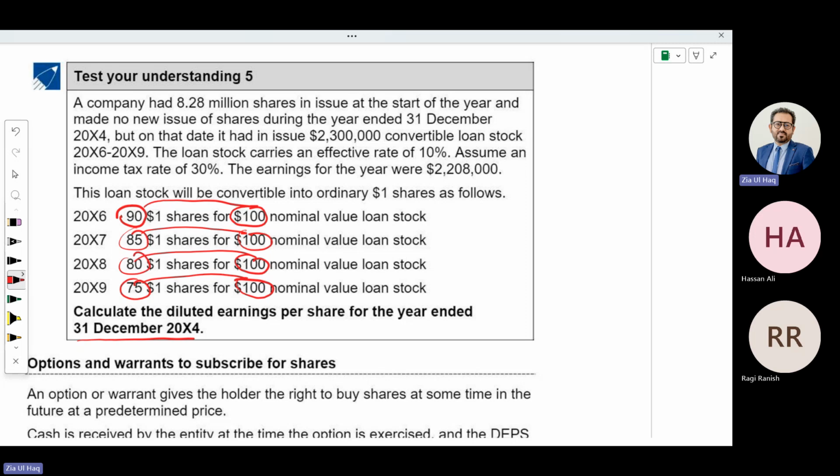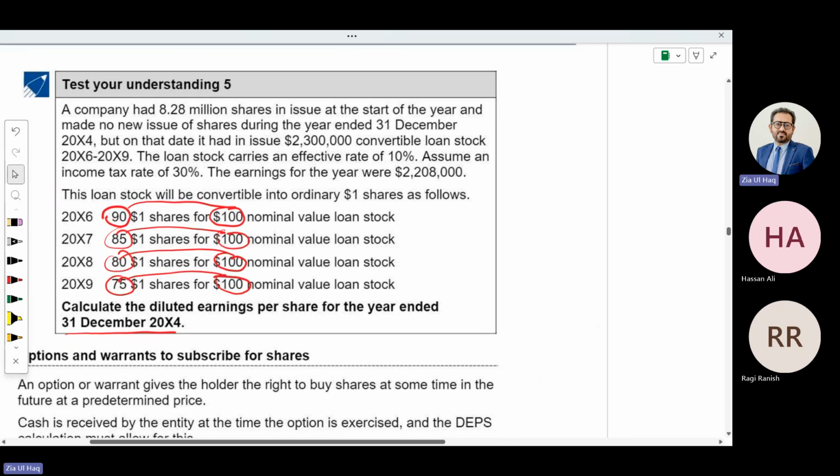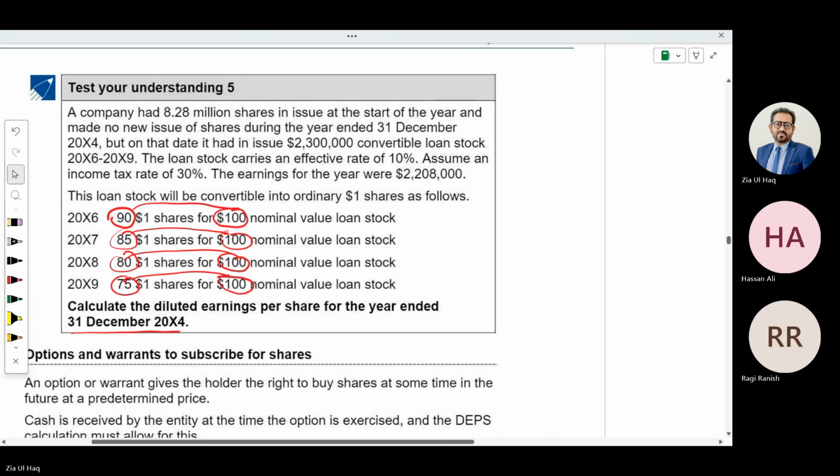In how many shares, they haven't provided information. They have provided information about share value. So to calculate EPS, first we need to calculate revised earning. What is earning? 2,208,000. In that we need to add back interest. How much? 230.